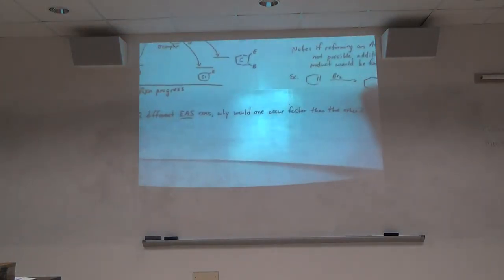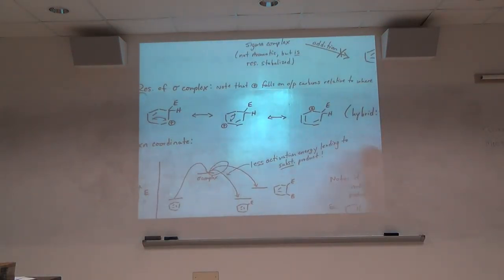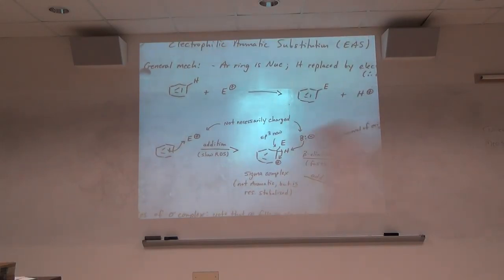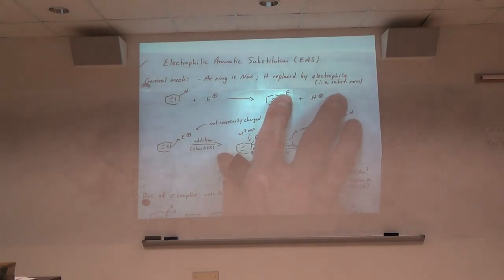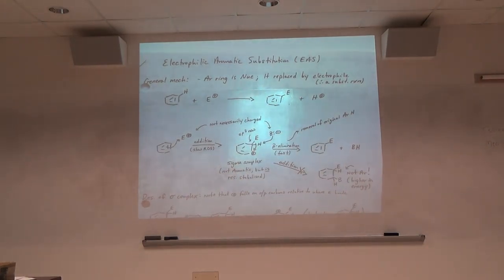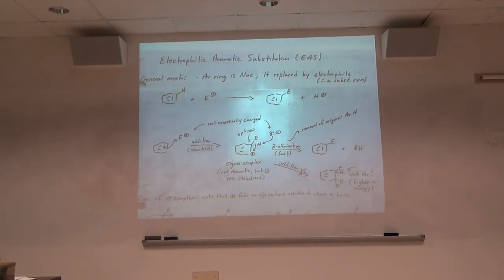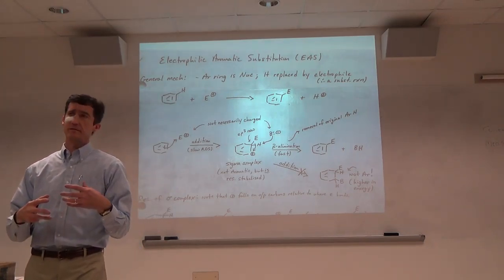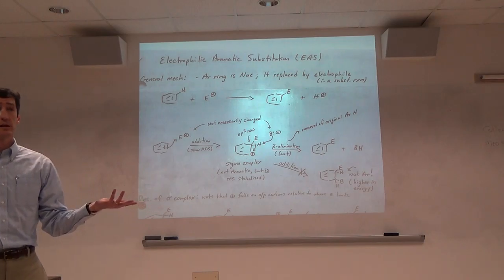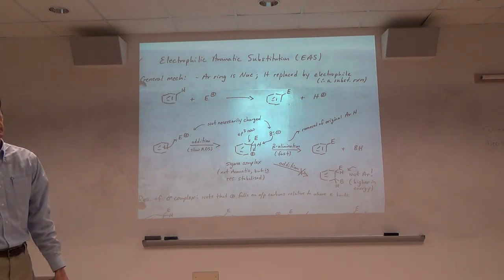Let's look at this mechanism. So how do we get something on the benzene ring? Electrophilic aromatic substitution. Hopefully after you see this mechanism, you're going to say, this is just like alkene chemistry in organic one, but just a little bit of a twist at the end.